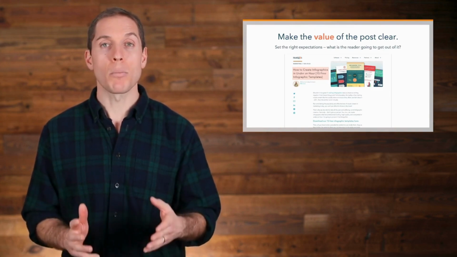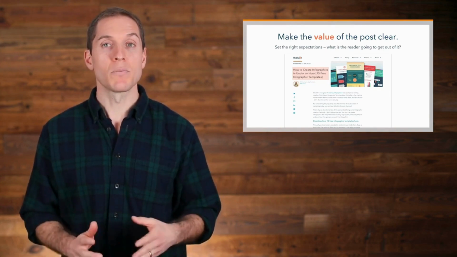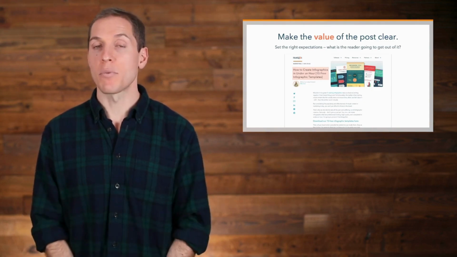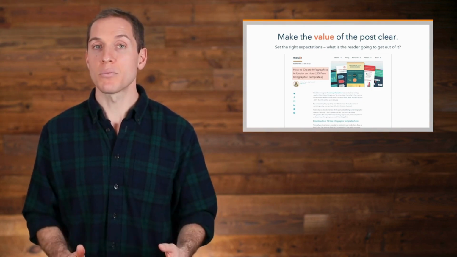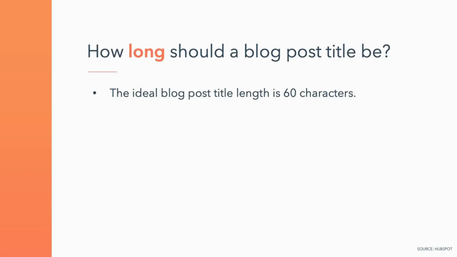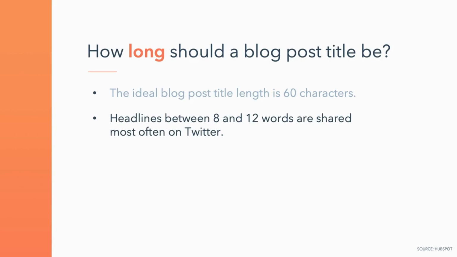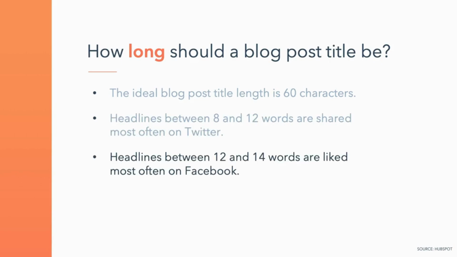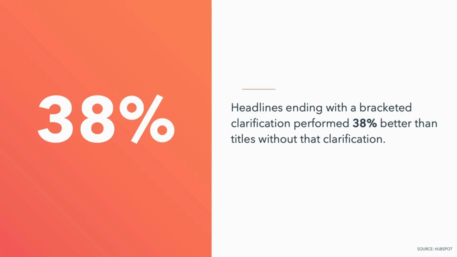When it comes to the art of the perfect blog post title, HubSpot did some research and looked at how our own titles have performed. Here are the consistent principles that were found. The ideal blog post title length is 60 characters. Headlines between 8 and 12 words are shared most often on Twitter. Headlines between 12 and 14 words are liked most often on Facebook. HubSpot also found that headlines ending with a bracketed clarification, like the earlier example with 15 free infographic templates in brackets at the end of the post, performed 38% better than titles without that clarification.